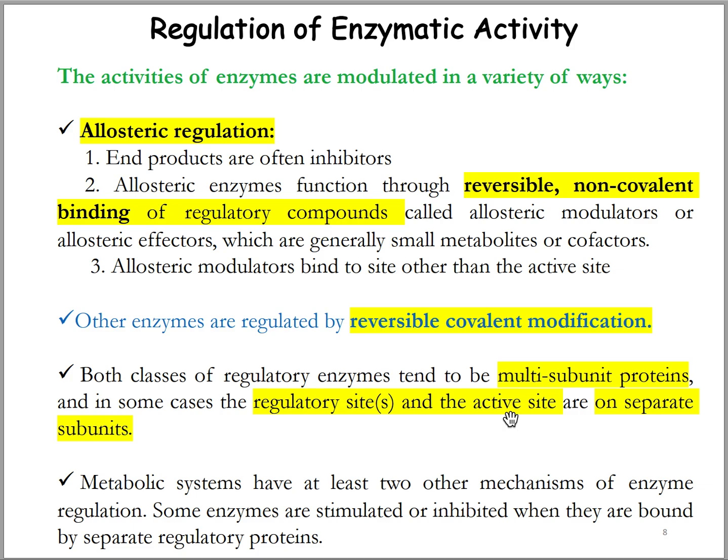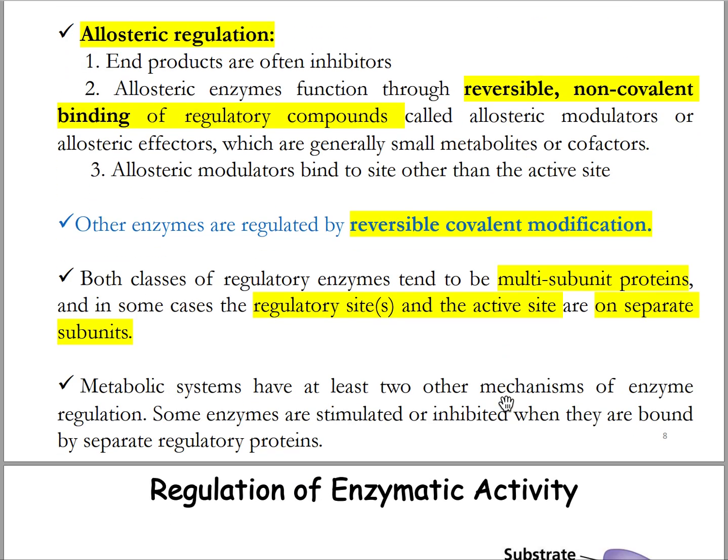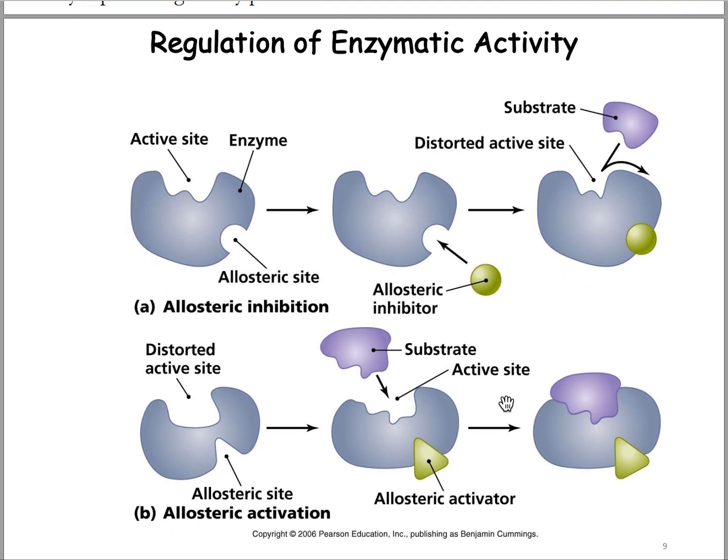Metabolic systems have at least two other mechanisms of enzyme regulation. Some enzymes are stimulated or inhibited when they are bound by a separate regulatory protein. Look at here. So here, this is the allosteric site. An allosteric inhibitor will bind there, and it will change the active site so that the enzyme will not be able to bind with the substrate. And for allosteric activation, the allosteric activator binds there and changes the active site according to the substrate, and thus the substrate can bind with the enzyme.